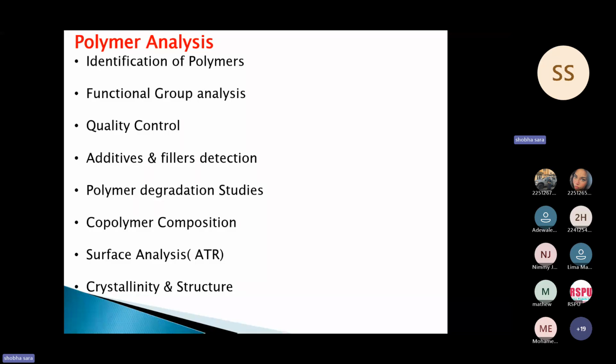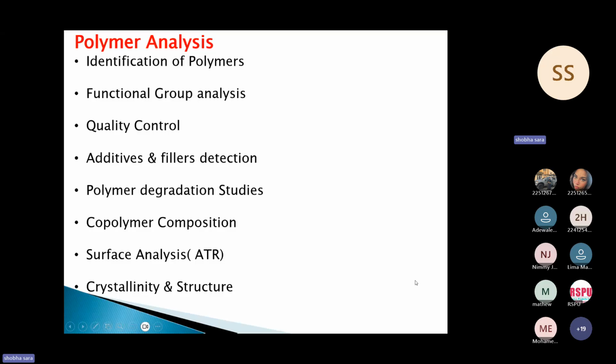Then additives and filler detection. Plasticizers, stabilizers, antioxidants, whatever is added to the polymer, we can detect its presence, and it is very important for industrial formulation. Then polymer degradation studies: how the polymer changes with heat, UV light, oxidation. It is also very important. Then polymer composition, which determines the ratio of different monomers, then crystallinity and structure.